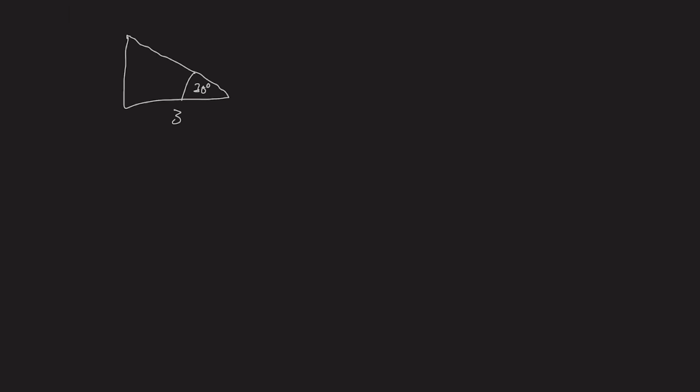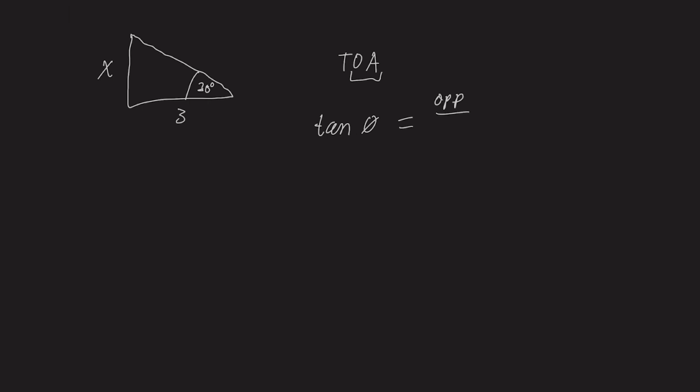Okay, and I'm asking you to find this side x, okay? So first and foremost, we need to consult TOA, and we need to find out which trig function relates our adjacent to our angle to the opposite of our angle, okay? So TOA has opposite and adjacent in it, so we're going to be using tangent of theta. So we know tangent of theta equals our opposite side divided by our adjacent side.